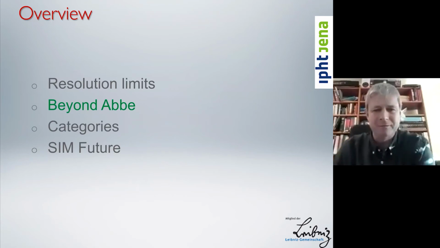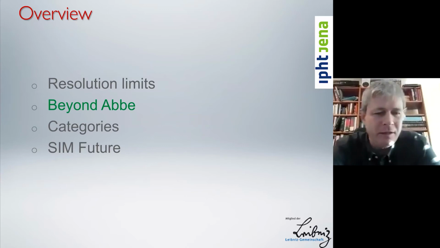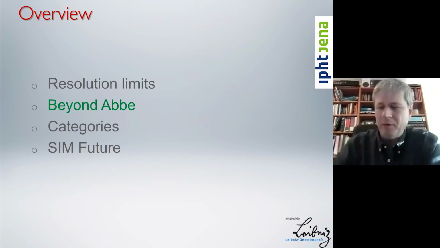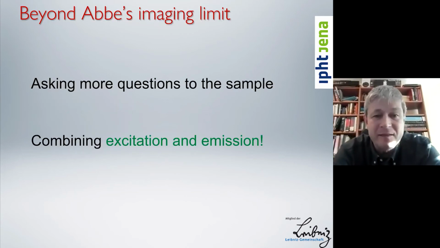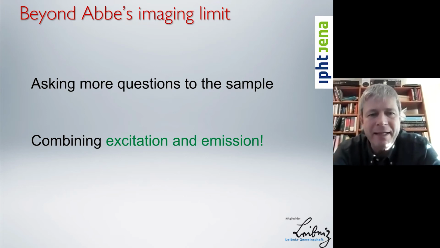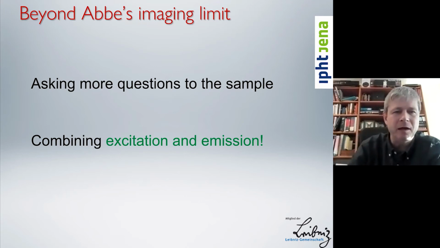You have about 15 minutes, Rainer. Yeah. So now let's go beyond Abbe's limit. So what can we do? Well, as I said, fluorescence is different than scattering. So what about if we now combine excitation and emission here? So how can we do that?